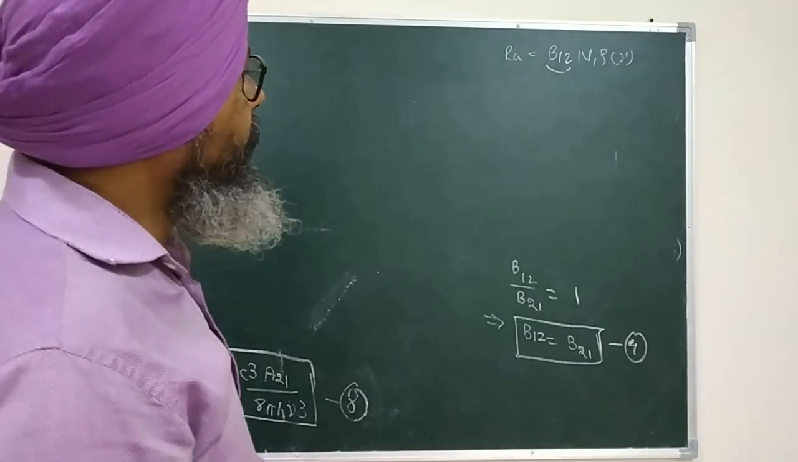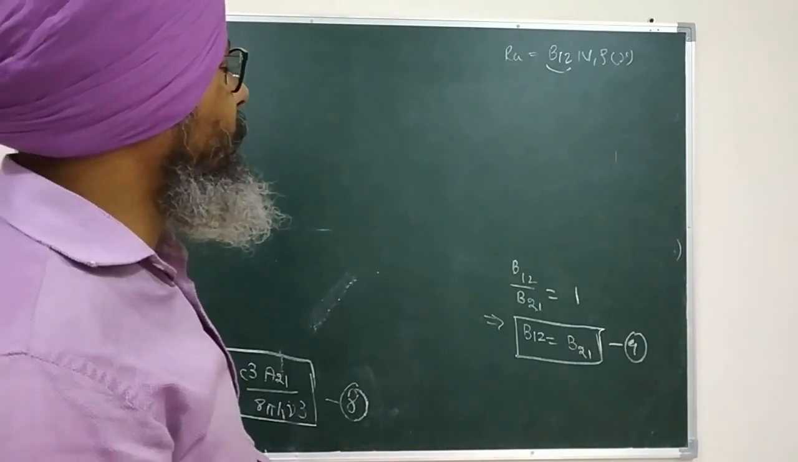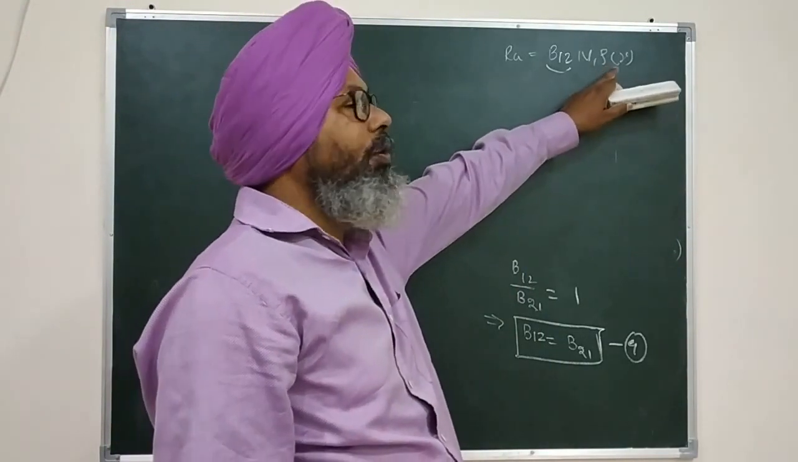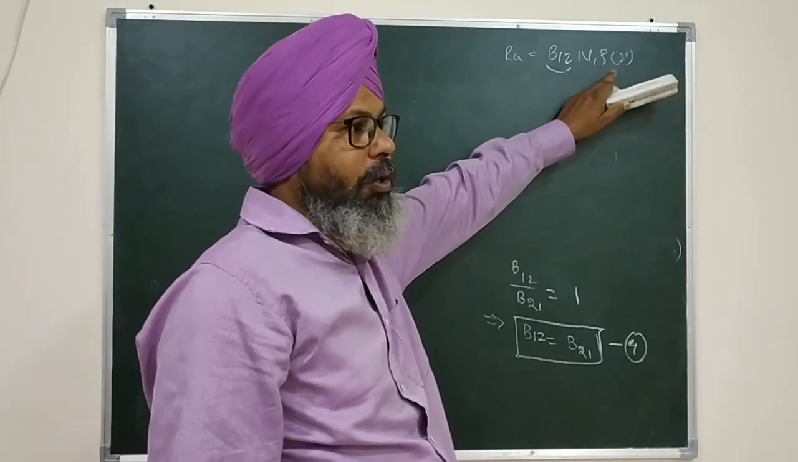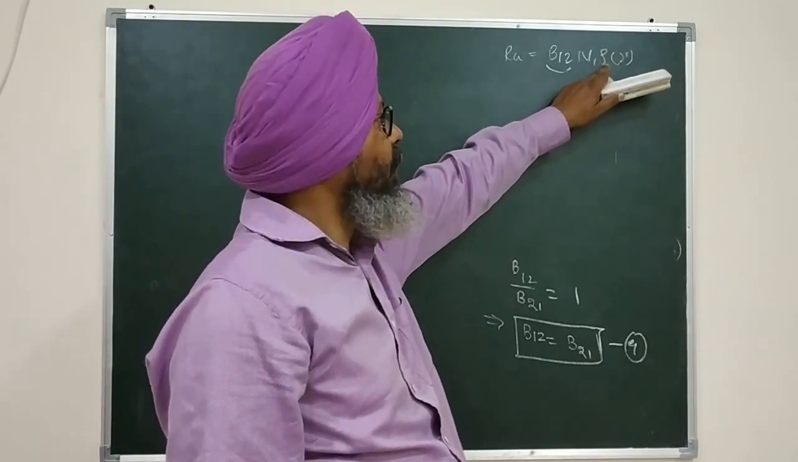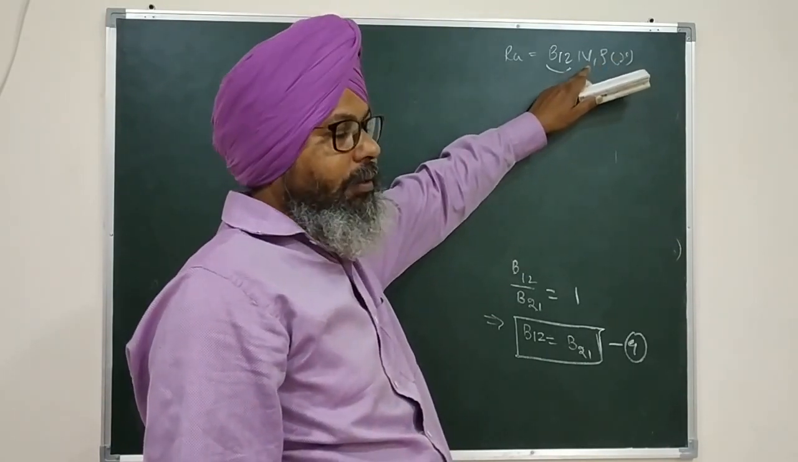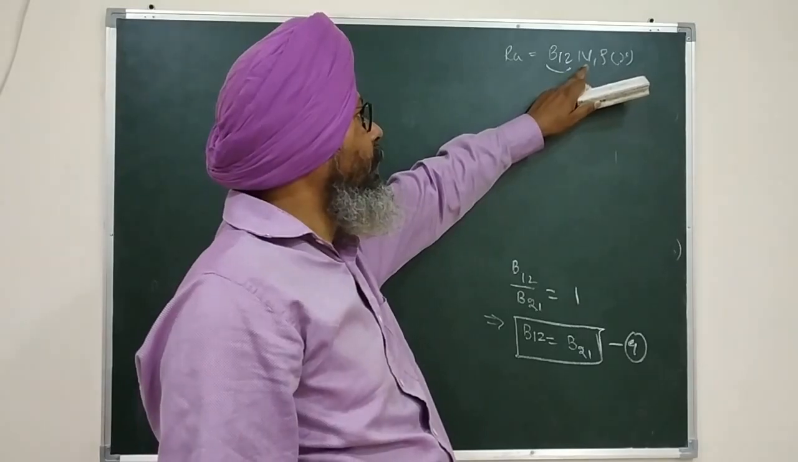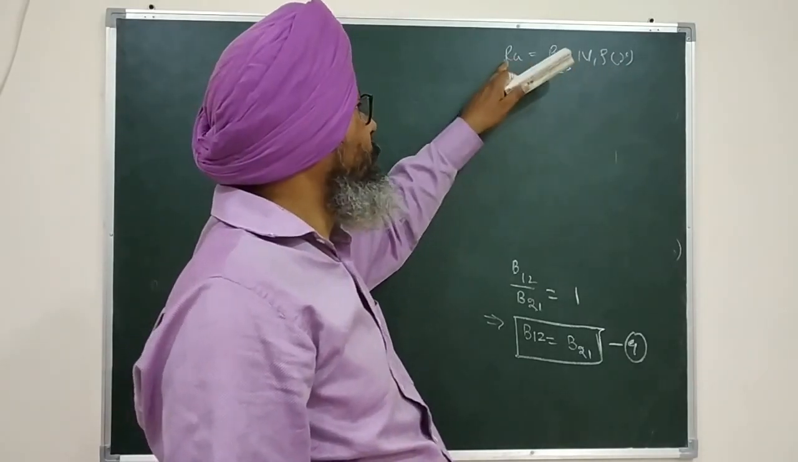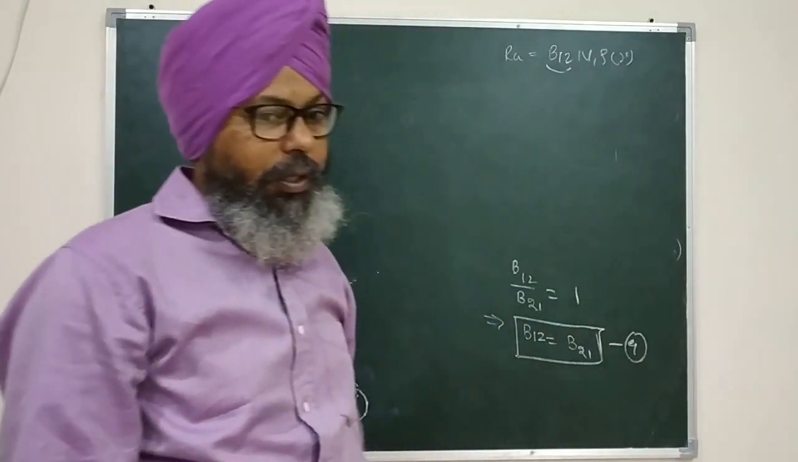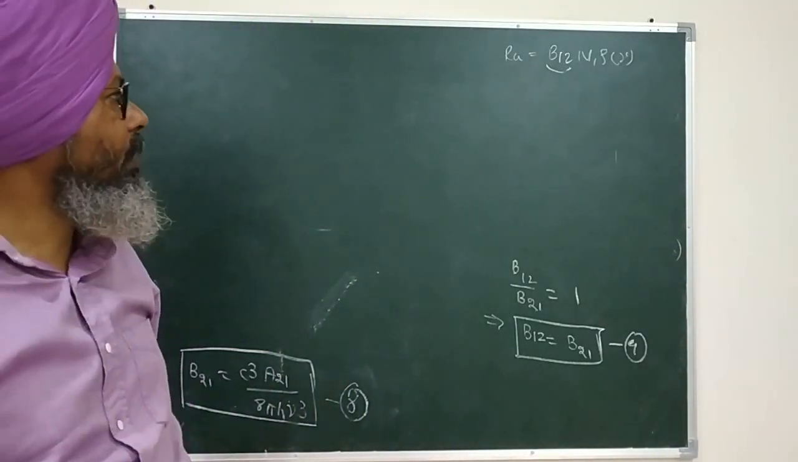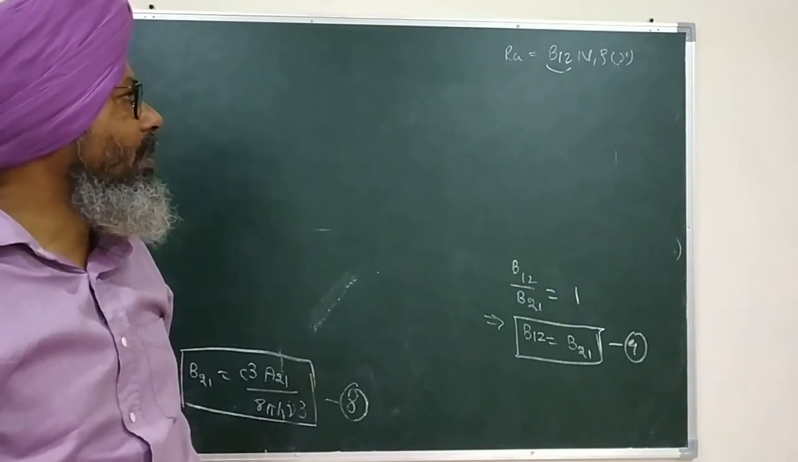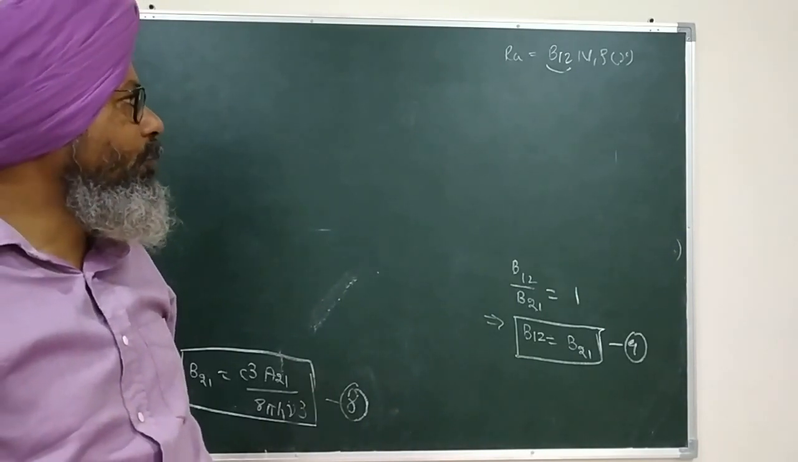For example, if B12 is 0, you can appreciate that whatever is rho nu, you can put any amount of intensity or any frequency on a material or having any density of the material. If B12 is 0, then Ra will be 0. Such a material will not absorb any light whatsoever. So therefore B12 tells us the probability of absorption.